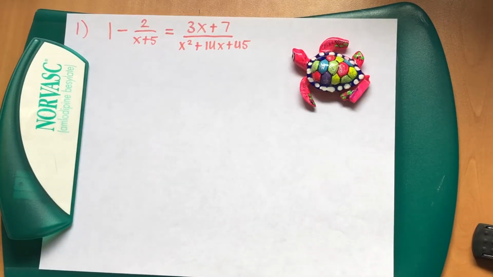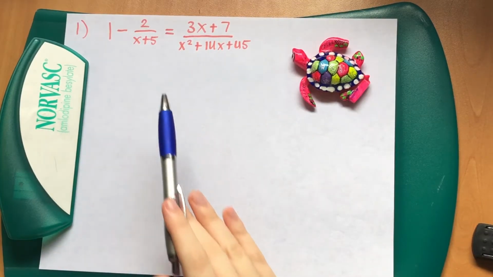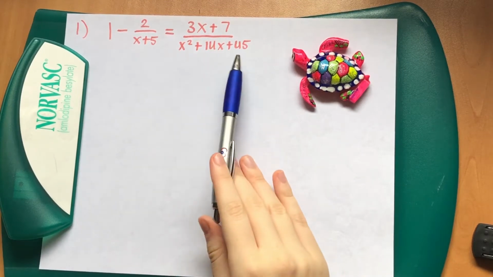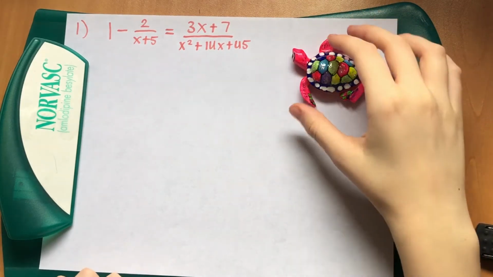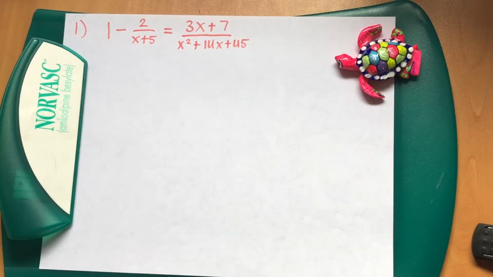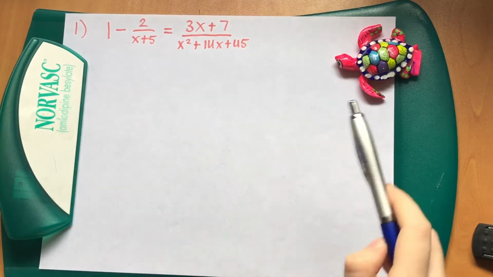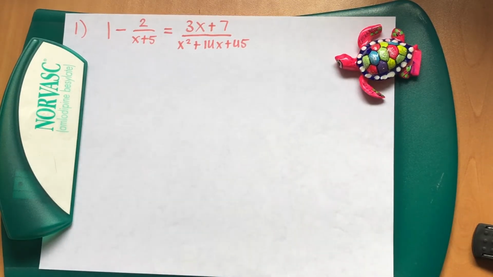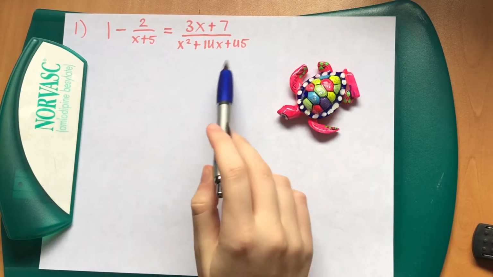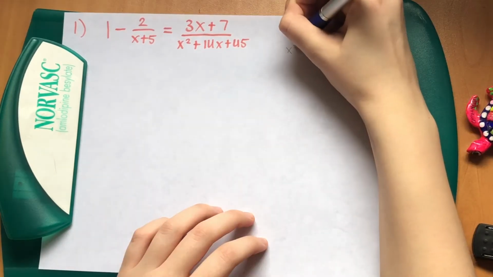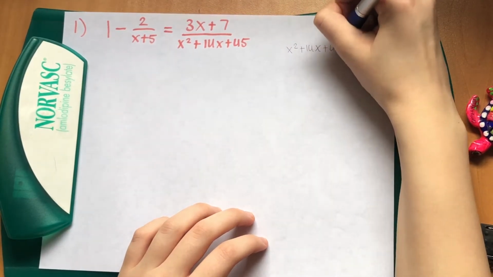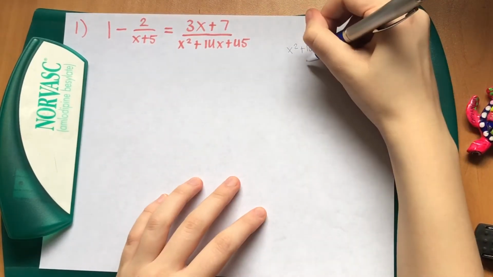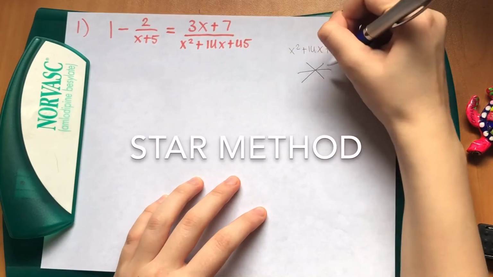Okay, so first example is 1 minus 2 over x plus 5 equals 3x plus 7 over x squared plus 14x plus 45. We can easily solve this. So first of all, we have to make sure that our denominators are the same or we won't be able to solve this. So let's break apart this guy right here. We have x squared plus 14x plus 45. So what I like to use is the star method.